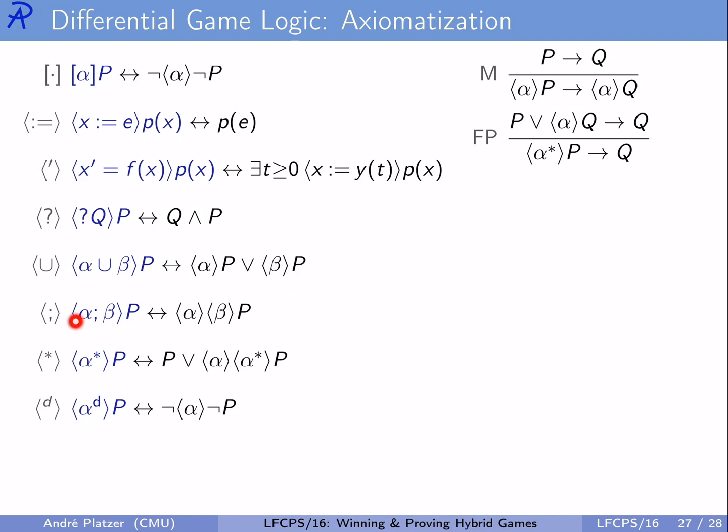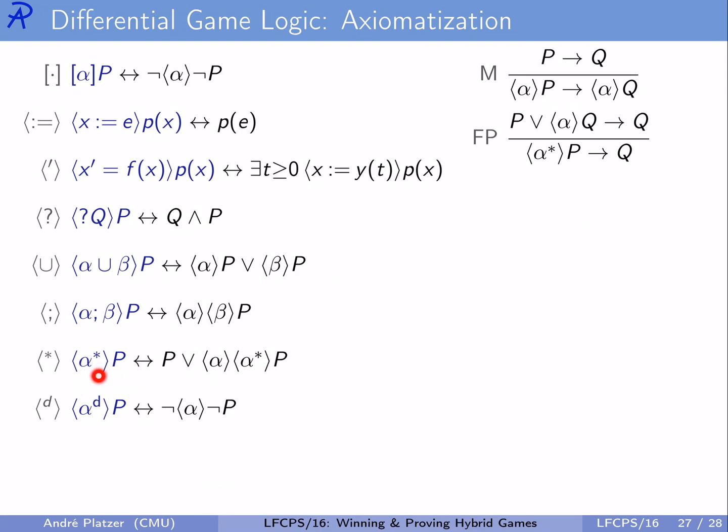In the sequential game, Angel has a winning strategy to first play alpha and then play beta to a state where P holds true, if and only if Angel has a winning strategy in the alpha subgame such that she gets to a state from which she has a winning strategy in the beta subgame to get to P, and this is a fixed point characterization.